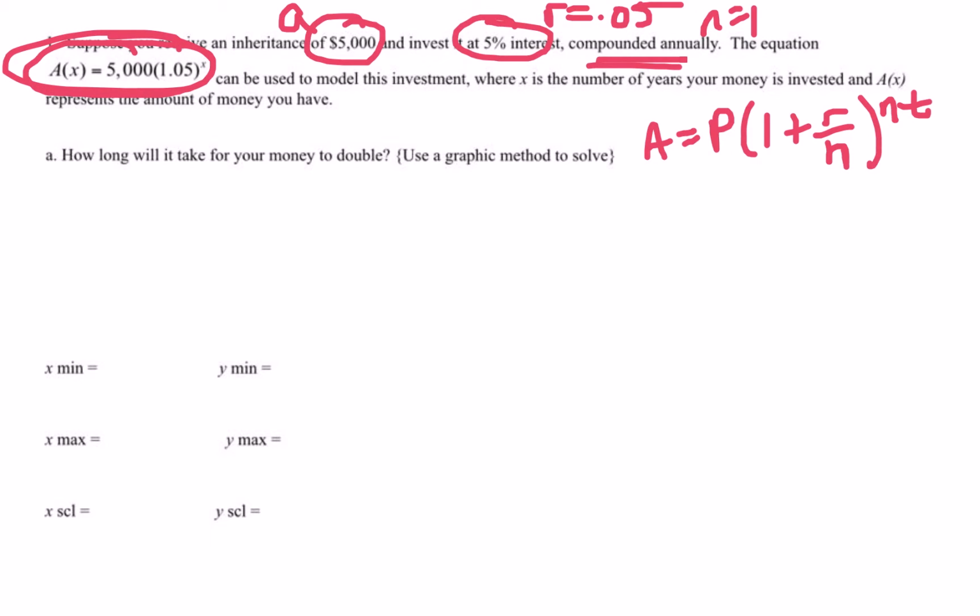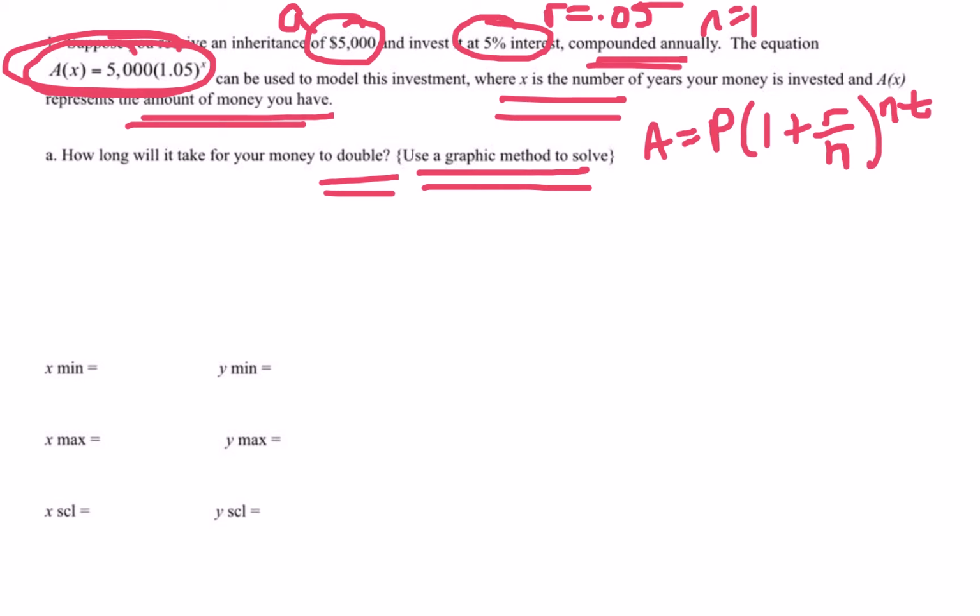Now they also say that X is the number of years your money is invested, and A of X represents the amount of money you have in the end. And they're asking you, how long will it take for you to double? First we're going to use the graphic method, which means that you need your calculator. So if you need to go get your calculator, please pause the video and grab it, and definitely set it up to be using it for this problem.